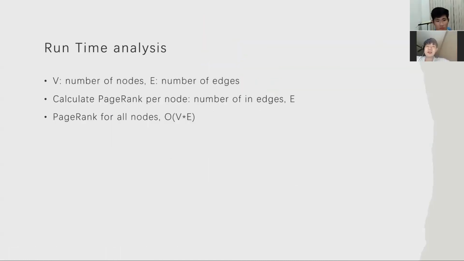So the runtime analysis for PageRank is pretty straightforward. We have V, which is the number of nodes, and E is the number of edges. So when we are first calculating the PageRank for one node, we're going to use the number of E, which is the number of edges, or in other words, the number of child nodes that are contributing their importance to the parent node. And we're going to repeat that process V times, which is the total number of nodes in the graph or total number of related web pages in the search engine. That's why we have a big O of V times E as the runtime.